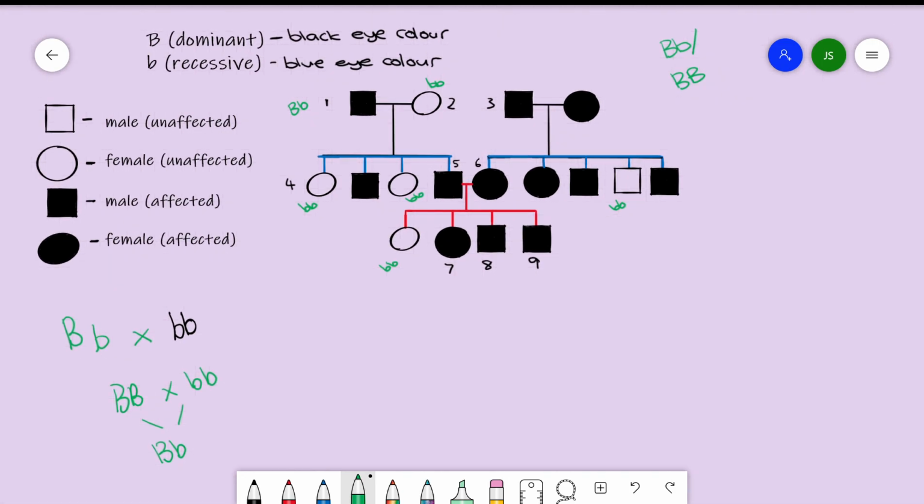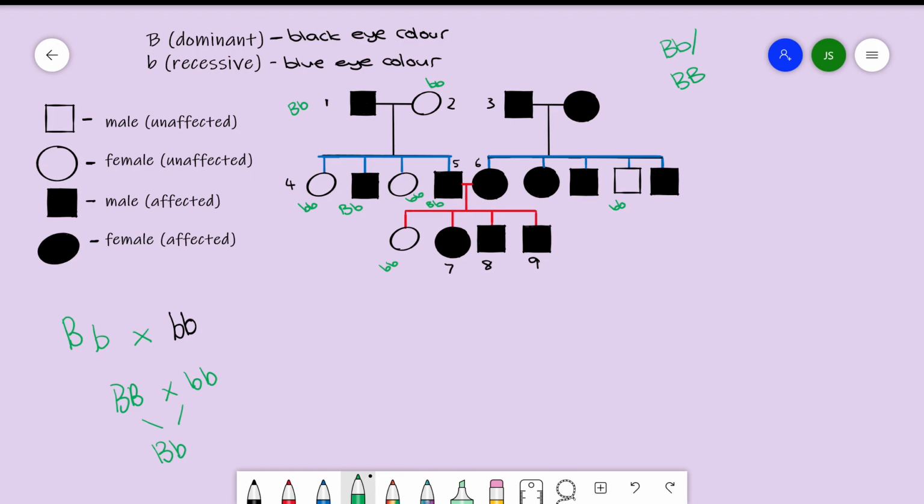Okay, so now we can work on the offspring of this pairing. If their children are to show the affected trait, meaning that they have the black eye color, they will have to have at least one dominant allele. That is coming from organism 1. But we know that organism 2 only has a homozygous recessive genotype, so it can only contribute a small b to the pairing. And that is how we know the genotypes of those two organisms.